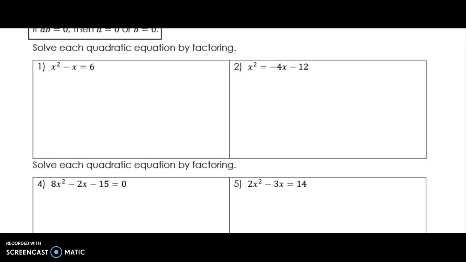Now remember, the equation has to be equal to 0. So your first step here, we want to move the 6 over to the other side. But 6 is not a like term with x squared or x, so we just rewrite it. x squared minus x minus 6. And then we're going to break it down by factoring.